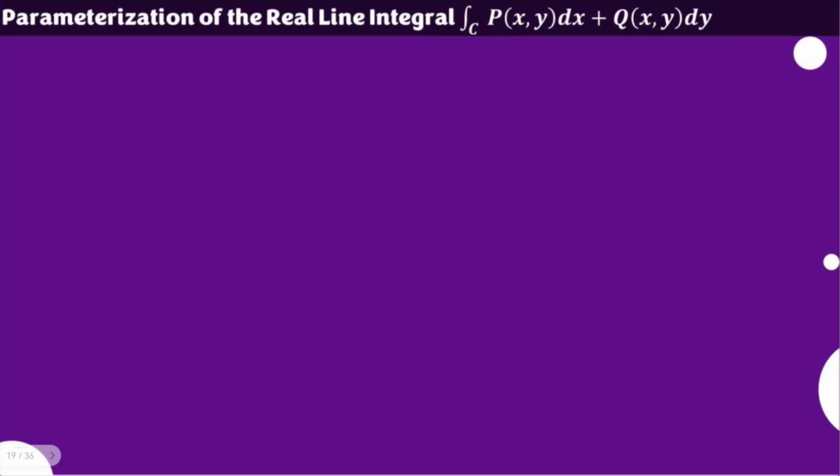This next topic is just included here because it is closely related to the topic on parameterization of the complex line integral. At the same time, it is connected to the idea of solving for the integral of a certain function. This time, we are going to talk about the parameterization of the real line integral, given as the integral of P(x,y) dx plus Q(x,y) dy along the path which is identified as C.